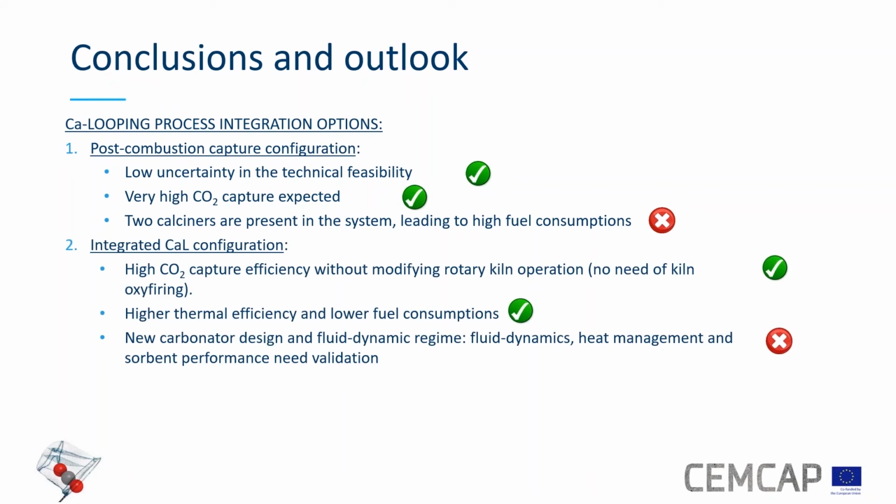The integrated calcium looping configuration has a high CO2 capture efficiency without modification of the rotary kiln operation. You have a higher thermal efficiency and lower fuel consumption compared to the tail end option. But you have a new carbonator design and fluid dynamic regime, so fluid dynamics, heat management, and sorbent performance need validation at sufficient scale. And in the end, we obtain a competitive cost of CO2 avoided compared to the other technologies, as you will see in the following presentation.